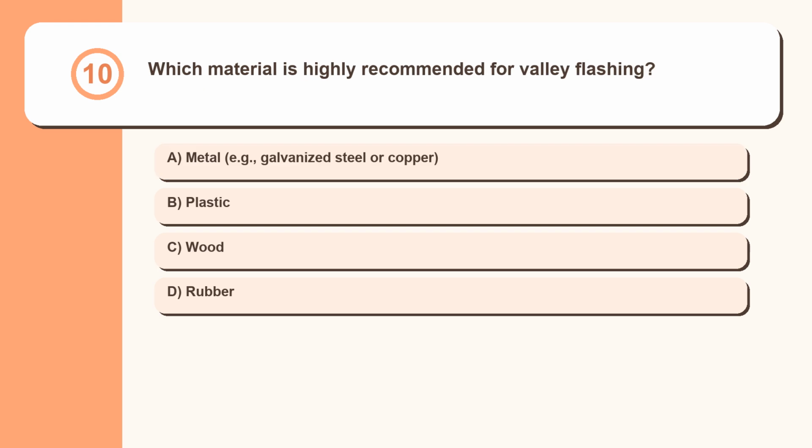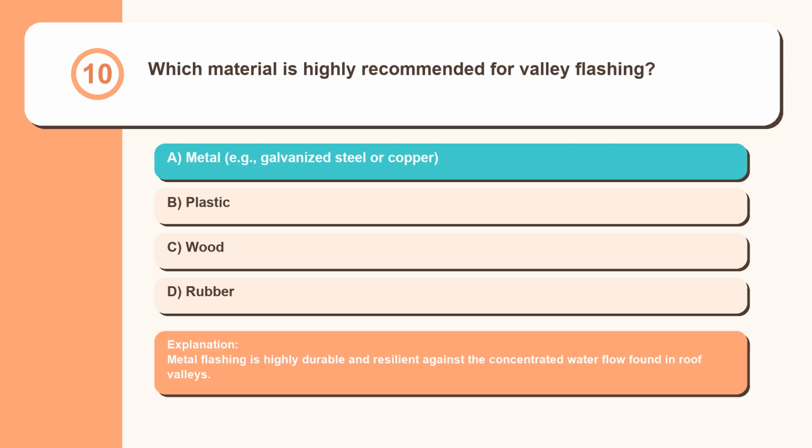Question 10. Which material is highly recommended for valley flashing? Metal, for example galvanized steel or copper, plastic, wood, rubber. Metal flashing is highly durable and resilient against the concentrated water flow found in roof valleys.